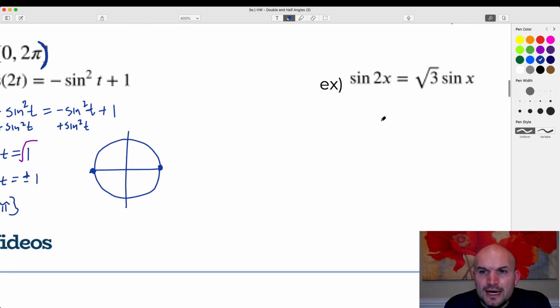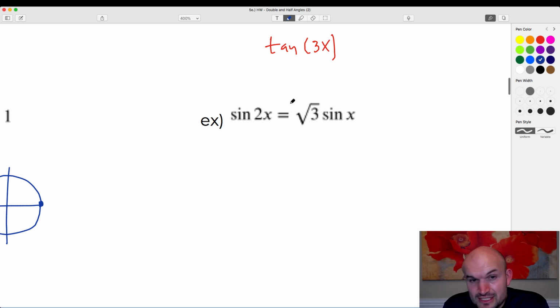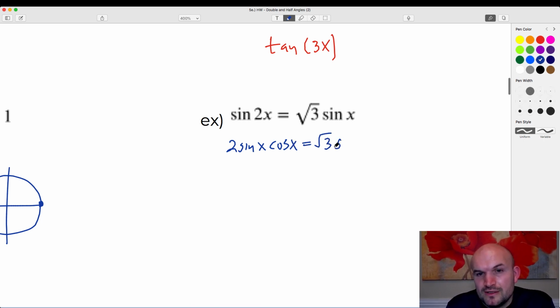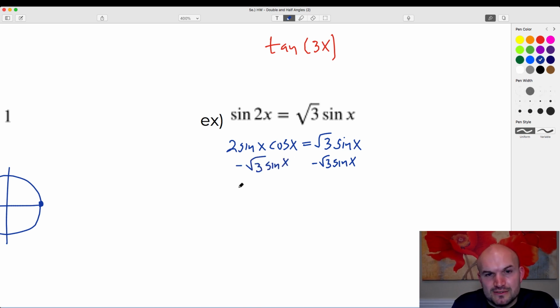Okay. The next one. So again, we see this double angle formula. So therefore, I'll do 2 sine of x cosine of x. I'll just use the identity first, and then equals square root of 3 sine of x. Now, a big mistake that a lot of students make is they want to divide out the sine of x, right? And we don't want to do that. Do not try to solve this by dividing out. We need to get our terms to the same side. So simply what we can do is just subtract the square root of 3 sine of x. So now we have 2 sine of x times cosine of x minus the square root of 3 sine of x.